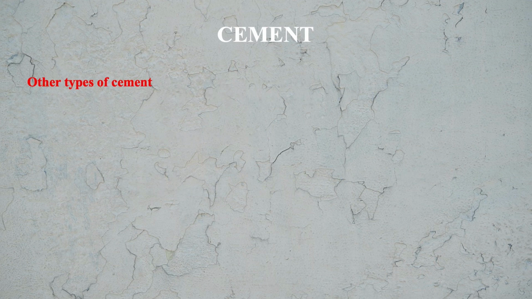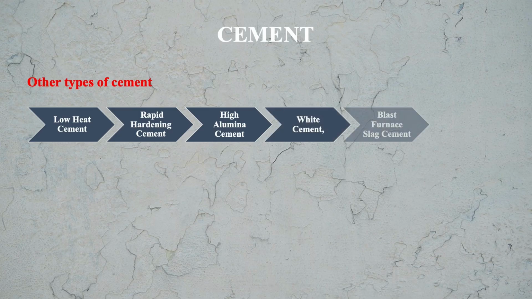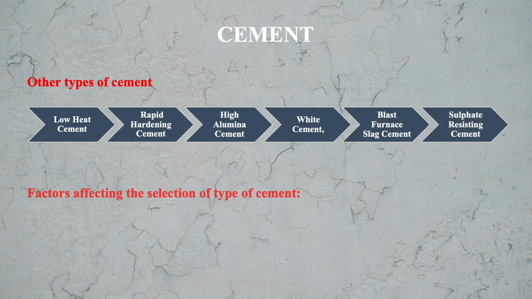Other types of cements which are used in the construction industry are low heat cement, rapid hardening cement, high alumina cement, white cement, blast furnace slag cement, sulfate resisting cement. Now let us see what are the factors for selection of type of cement. First is the required strength of the concrete structure, that is, how much strength of concrete we want. That will decide the selection of the type of cement.